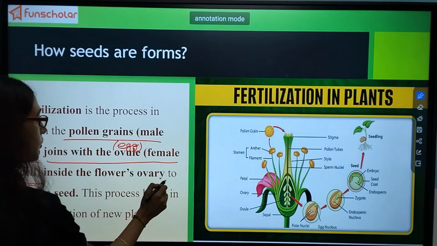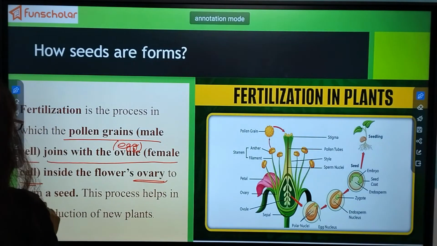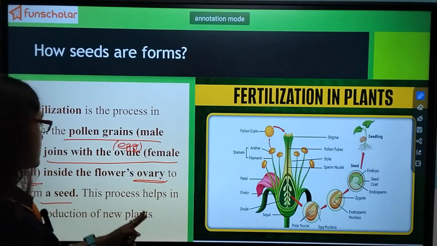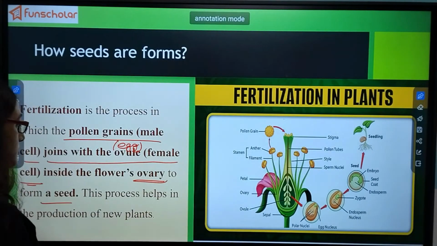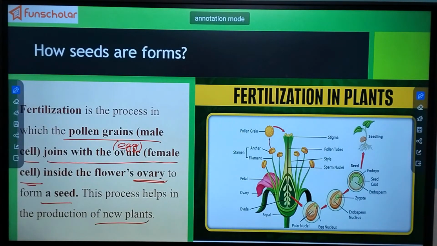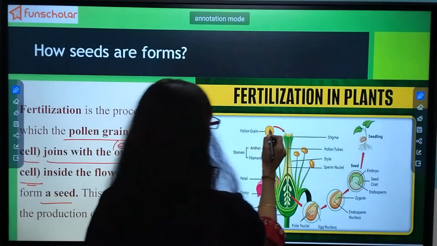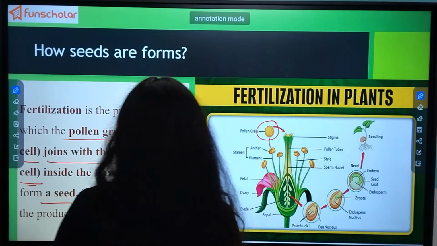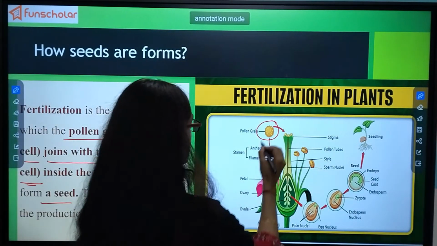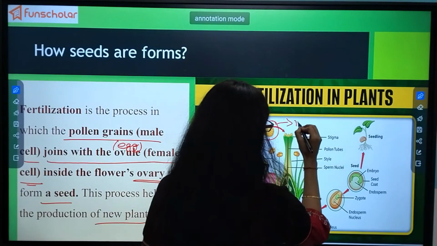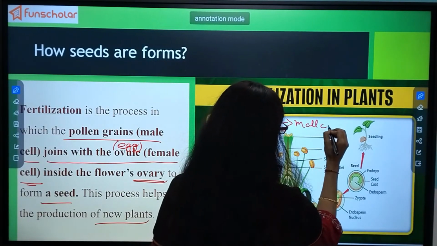Inside the flower's ovary to form a seed. This process helps in the production of new plants. So what happens? This pollen grain is what? The male cell. The pollen grain is the male cell.